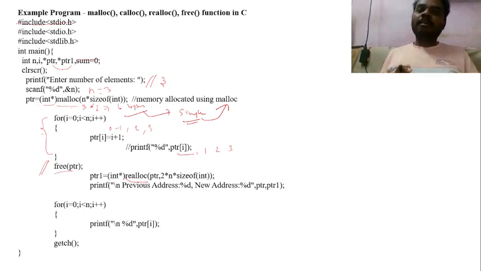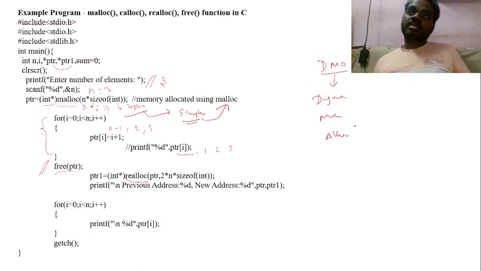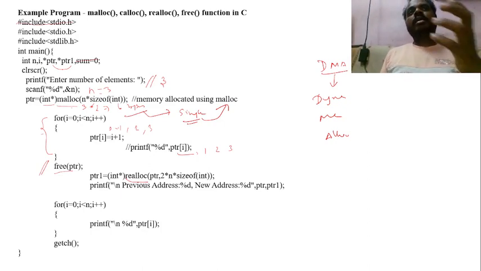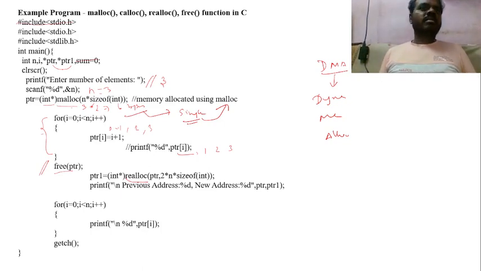If they are asking about DMA, in most of the question papers they are asking it like this: What is DMA in C? DMA stands for dynamic memory allocation. Dynamic memory allocation is used to allocate memory at runtime. That's it. If you want to allocate memory at runtime, we should use library functions such as malloc, calloc, realloc and free. Okay. This is all about what dynamic memory allocation is in C.